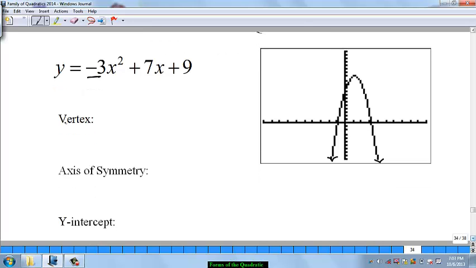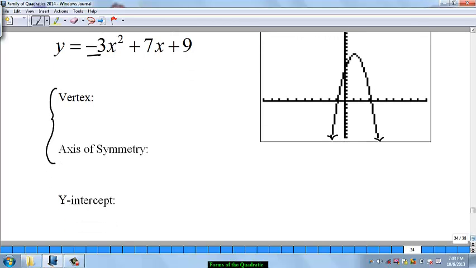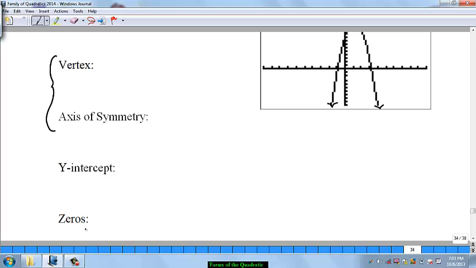Now, we can find the vertex and axis of symmetry by completing the square. So these two, we complete the square, we can get that information. And you can kind of tell by looking at the graph what it's going to be. We can find the y-intercept and the zeros.